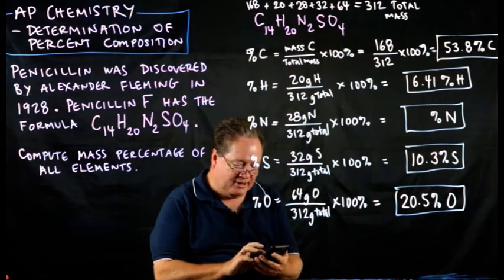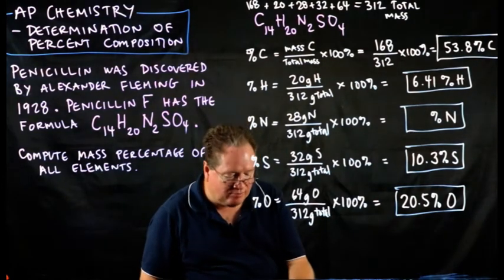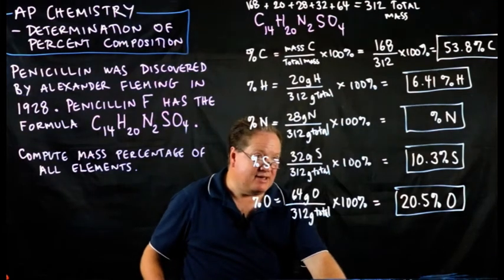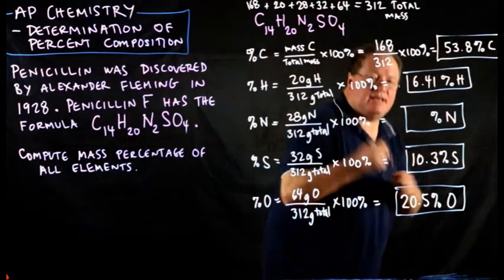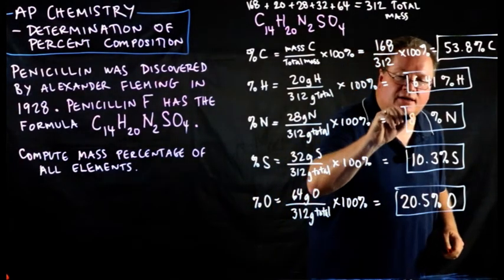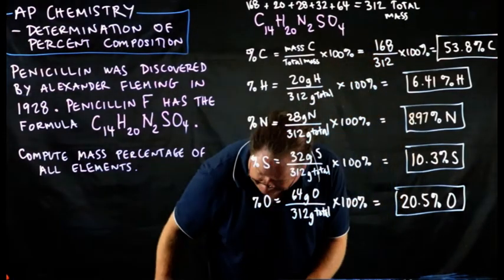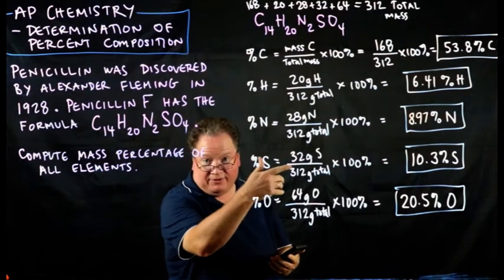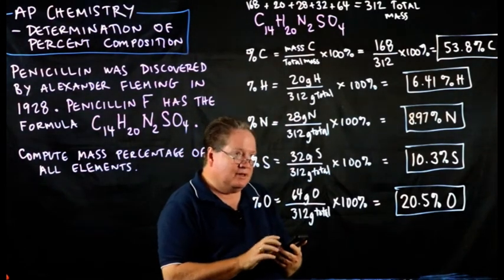Divided by 312. And I get 8.97%. So this is 8.97%. Now I'm going to add them again, and hopefully this adds up to 100, because when I did it before, it only added up to like 104. So it was messed up.